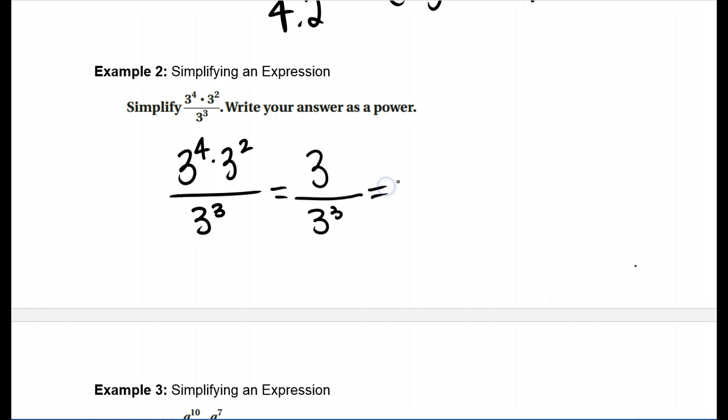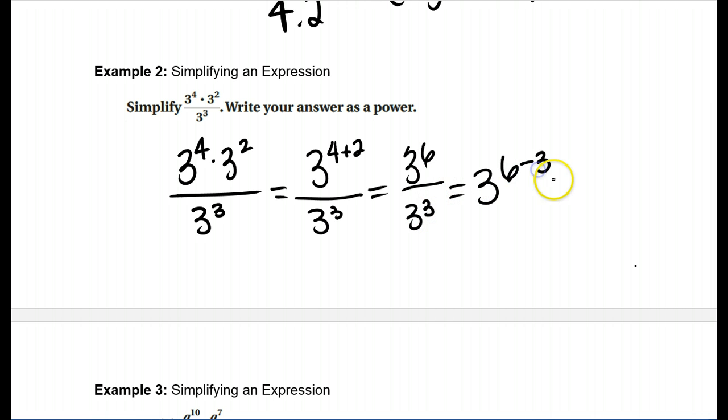Example 2, we get a little bit more complicated when we have to add some steps in here. So now we need to simplify our expression, and we need to use what we learned yesterday as well. So I'm going to rewrite this down here: 3 to the 4th times 3 to the 2nd over 3 to the 3rd. First thing I see is products of power that we learned yesterday. I have the same base, so I'm going to rewrite this as 3 to the 4 plus 2 over 3 cubed. So now this is 3 to the 6th over 3 to the 3rd, and now I have my quotient property, which is 3 to the 6 minus 3, which is 3 to the 3rd power as my final answer.